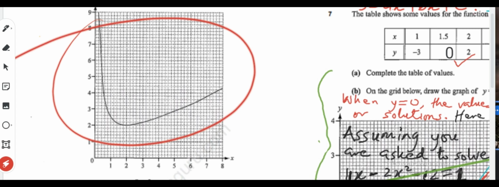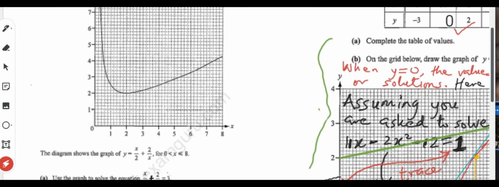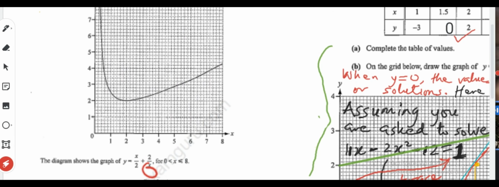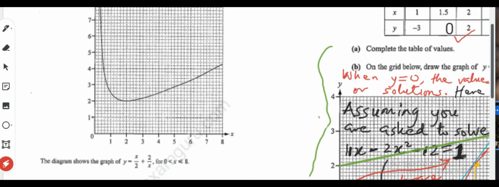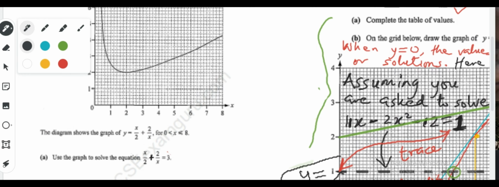This is the graph, and these are the questions. Can you read it out? You may need to zoom in to see it properly. And of course, it's going to form an asymptote because once we start having something over x. Can you read out the question? The diagram shows the graph of y equals x over 2 plus 2 over x for 0 less than or equal to x less than or equal to 8.